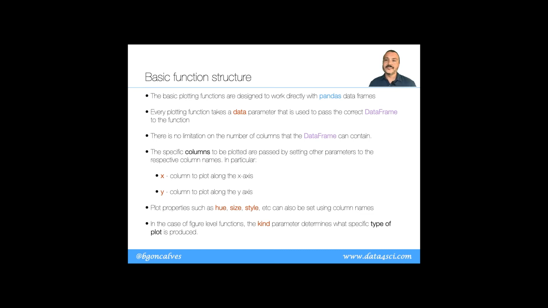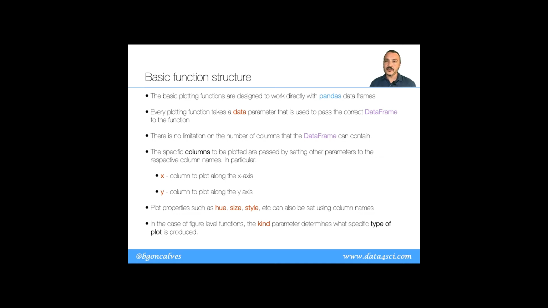You can also assign column names to other properties, like hue for color, size for symbol size, style for the type of symbol you're using, etc. And when you do that, essentially what Seaborn is going to do is slice the data according to those properties and use the values in those columns to represent your data. Since these are figure level plots, by changing the kind parameter, we can change the type of plot that we're displaying.